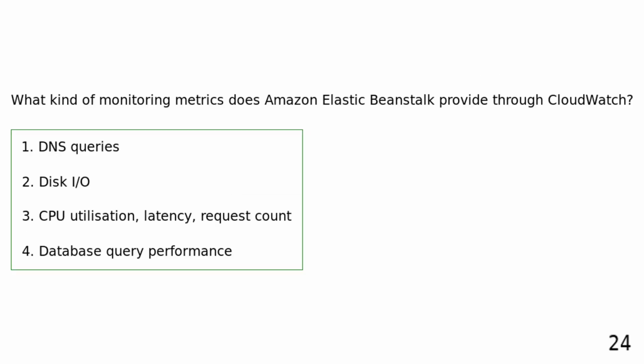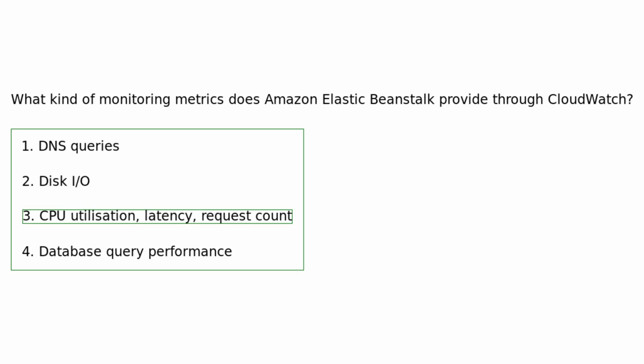What kind of monitoring metrics does Amazon Elastic Beanstalk provide through CloudWatch? DNS queries. Disk I/O. CPU utilization, latency, request count. Database query performance. Elastic Beanstalk provides monitoring metrics such as CPU utilization, latency, and request count through CloudWatch.